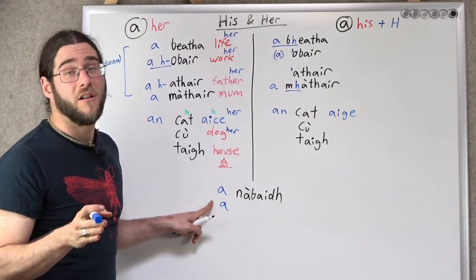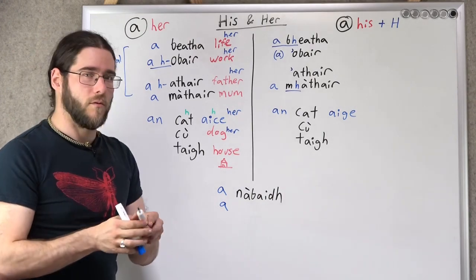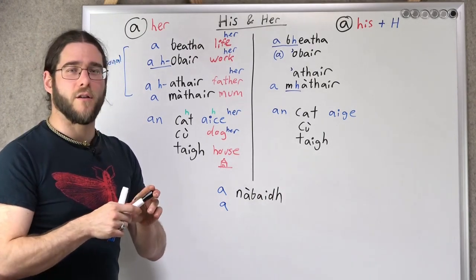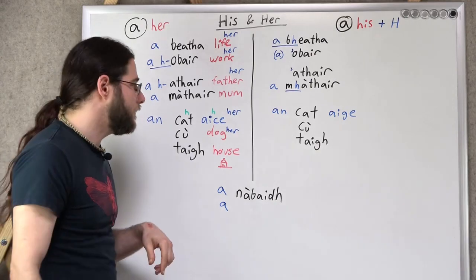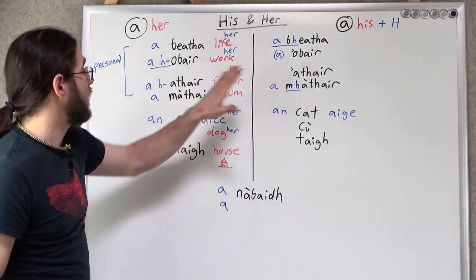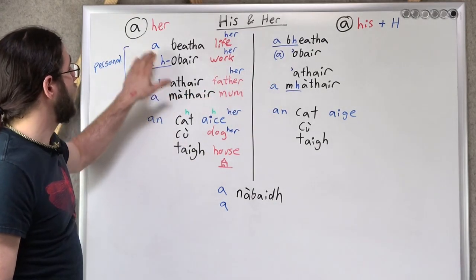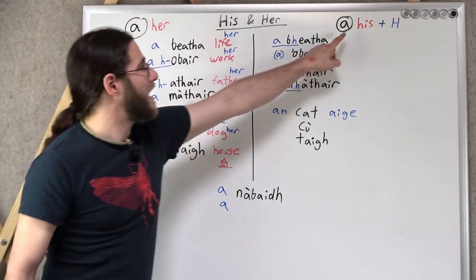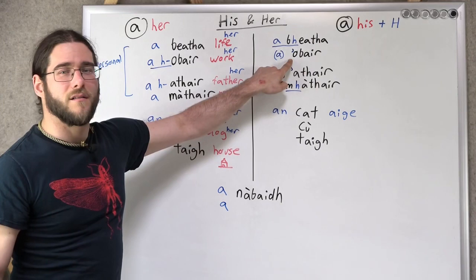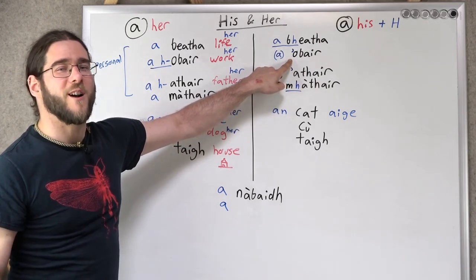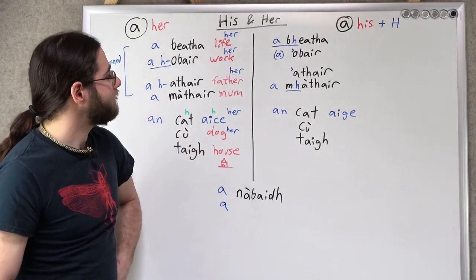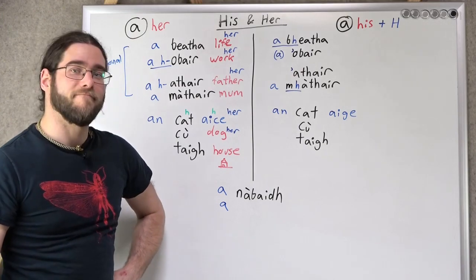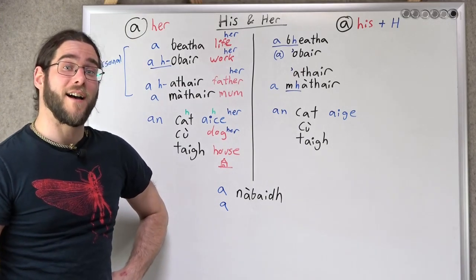So occasionally you'll get a word in which there'll just be a in front of it and it's hard to tell if it's his or her. So look for clues around that phrase. Otherwise, it's going to be pretty clear here. Her, a meaning her, adds the H. Whereas a meaning his, the a can disappear sometimes entirely. Or it lenites. Okay. Nicely done.